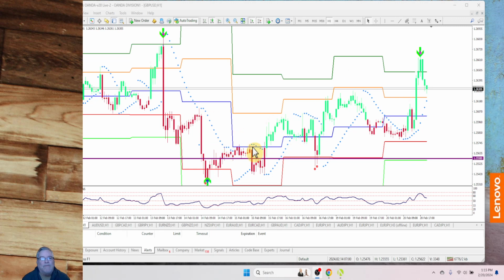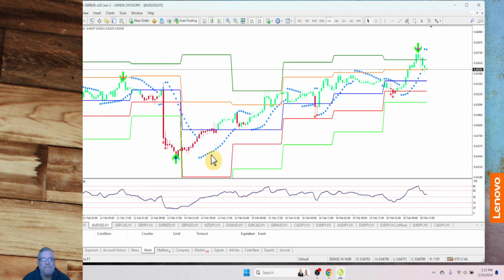Made good money on the pound dollar. Had to wait because I didn't get in it until the 14th of February, and here we're on the 20th, so 6 days before I made pretty good money on it. But it was worth it.